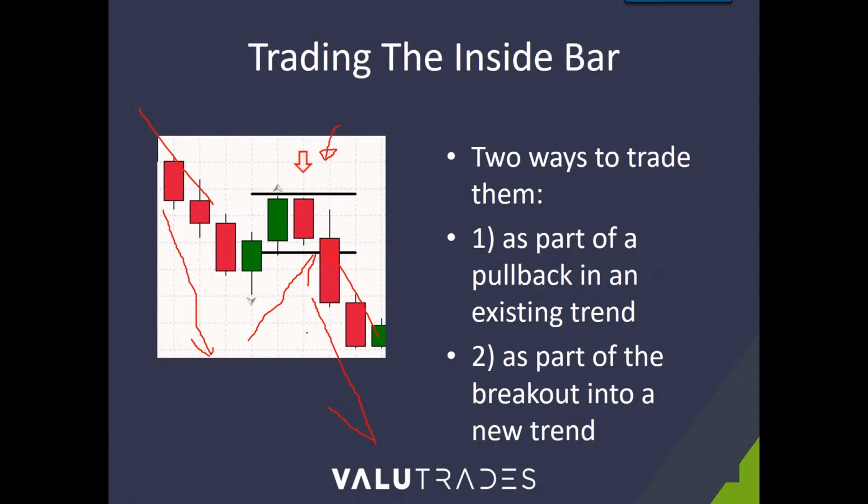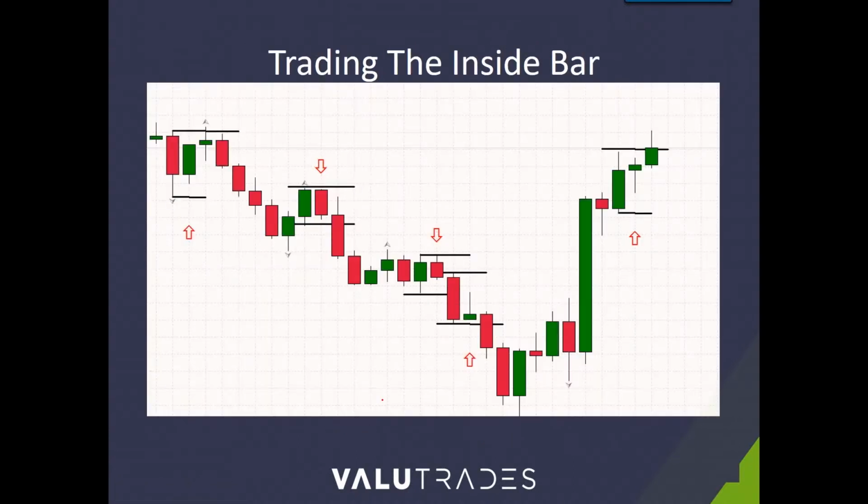So if I just look at this particular example, this inside bar under the arrow is part of a pullback in an existing trend. Hopefully you can already see that yourself. We were in a downtrend, price has been moving down, it then pulled back. It surged, rested, surged again, and that's what we're looking to take our trading opportunity from. So you can trade it as either part of a pullback in an existing trend or as part of the breakout into a new trend.